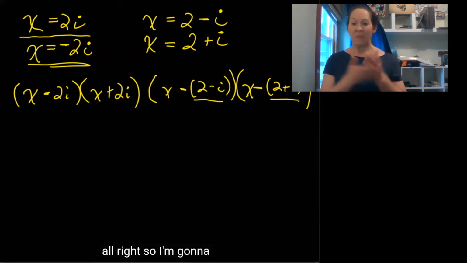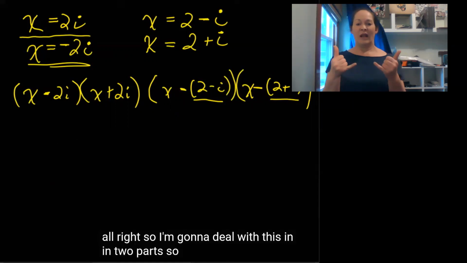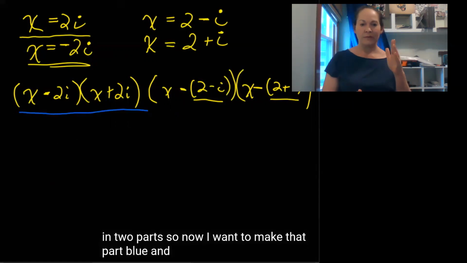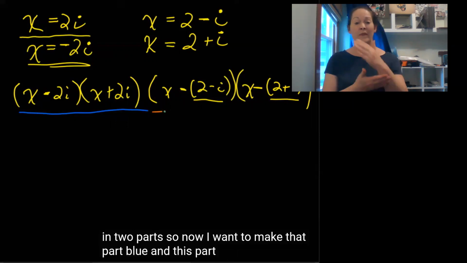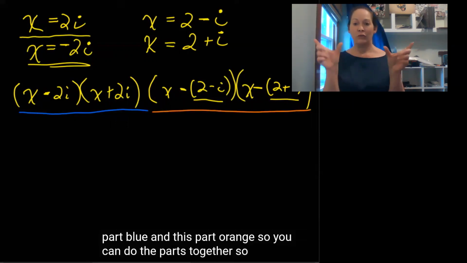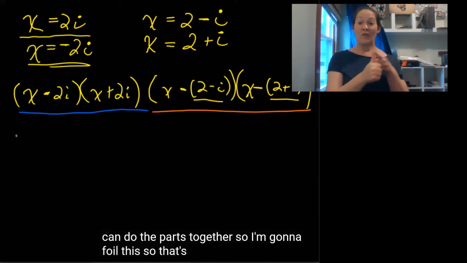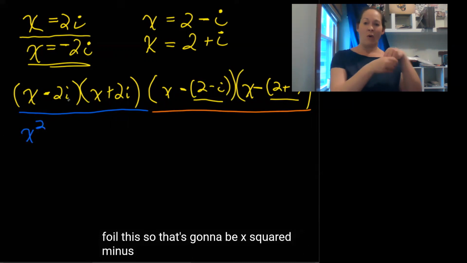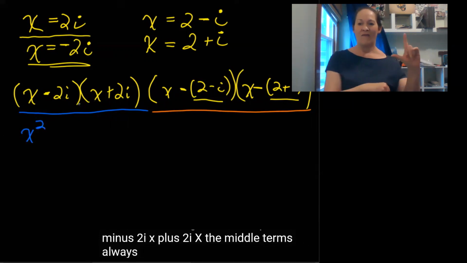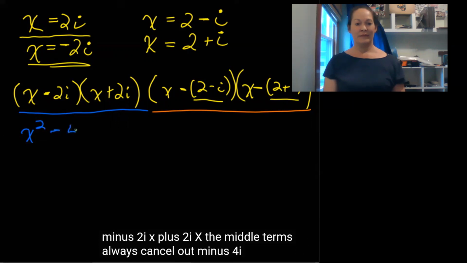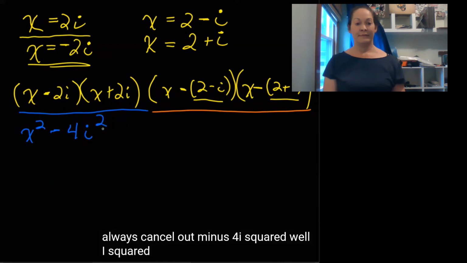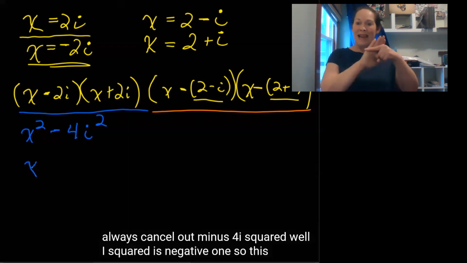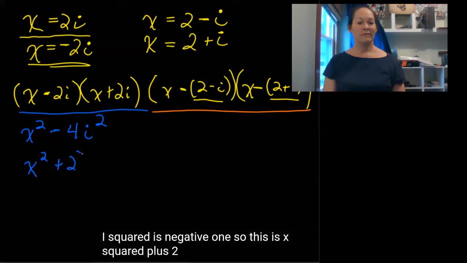Alright, so I'm going to deal with this in 2 parts. So I want to make that part blue and this part orange, so we can do the parts together. So I'm going to FOIL this, so that's going to be x squared minus 2ix plus 2ix, the middle terms always cancel out, minus 4i squared. Well, i squared is negative 1, so this is x squared plus 4. Whew. All right, that was okay-ish.